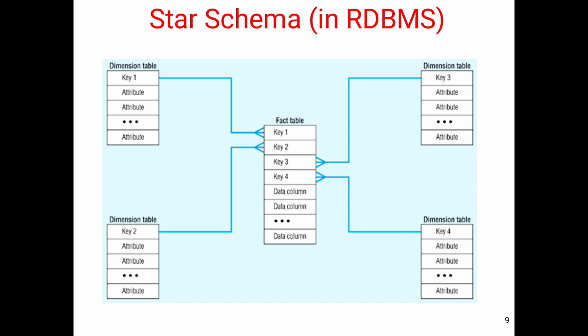Now this is one of the star schema types. We see the fact table. This fact table has key 1, key 2, key 3, key 4 and column names. Here key 1, what are the dimensions here? Key 1 has some attributes. Suppose we take the company. Company has some dimensions: sales, profit, salary. This one is the dimensions.